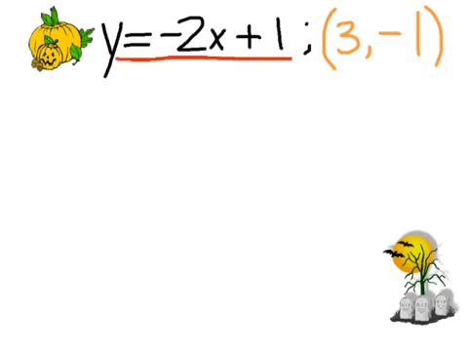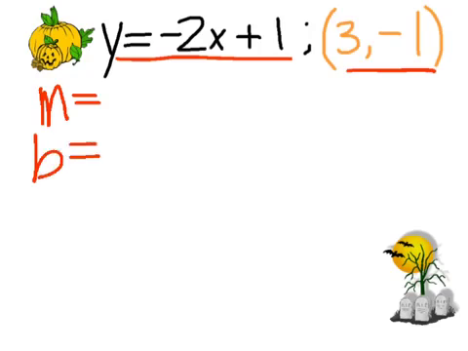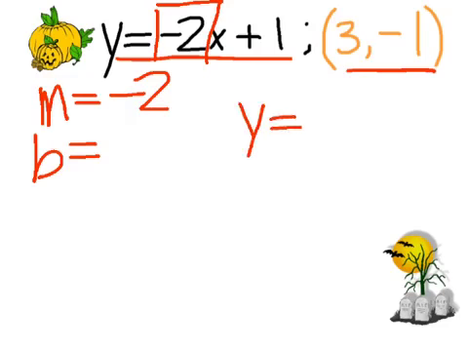Alright, find the line that's parallel to this given line and that passes through this point. Okay, we need to find our m, our slope, and we need to find our y-intercept. What's our slope? -2. To find our slope, we just look at the slope of this line. If we're looking for a parallel line, then their slopes are going to be the same. Next, we need to find our y-intercept. What are we going to use to find our y-intercept? Our point, right. We're going to take y equals mx plus b.